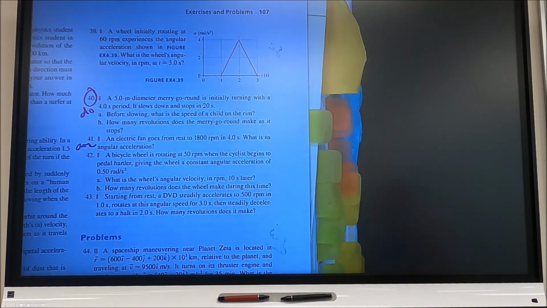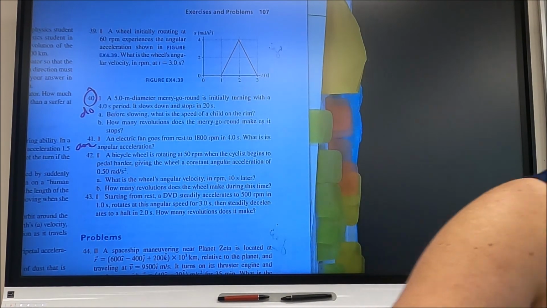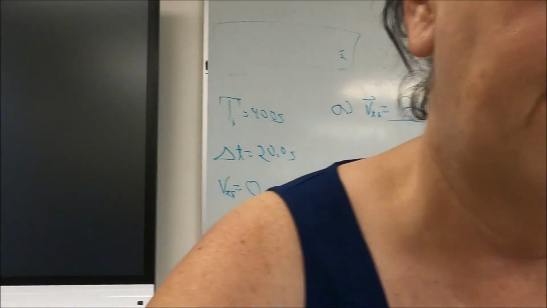The question asks us, before slowing, what is this child's speed on the rim of the merry-go-round? So A is asking us V_t initial. And then part B of the problem says, how many revolutions does it take for the merry-go-round to make its final stop? We're essentially asked omega final. And we're going to label omega initial to be 0. Okay, so let's slide over here and start working things.